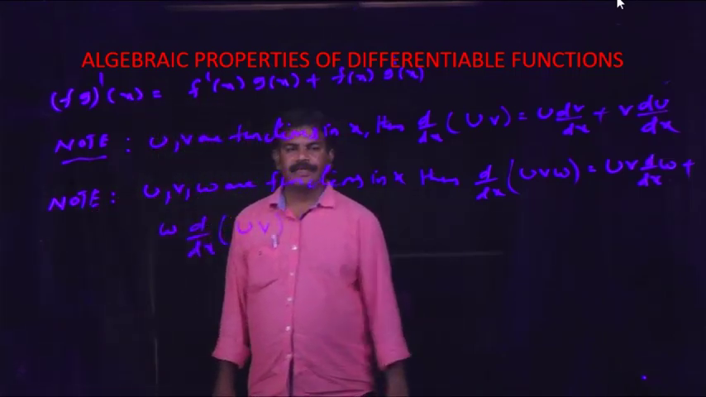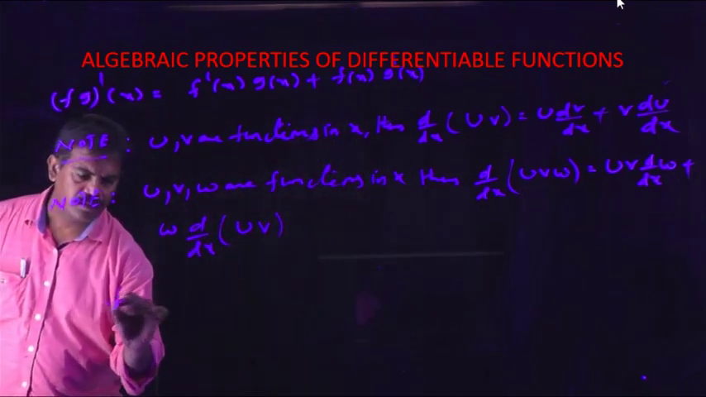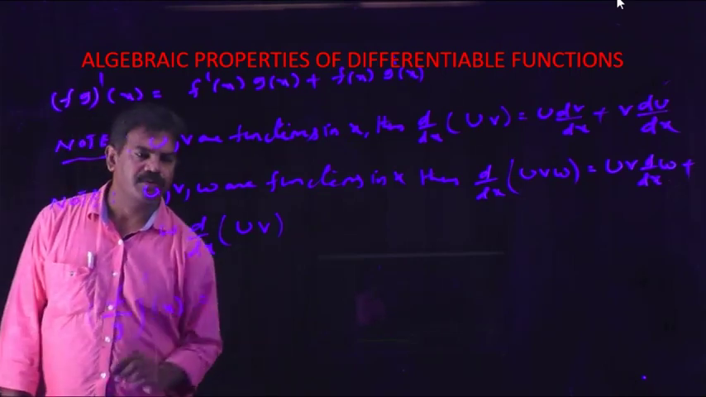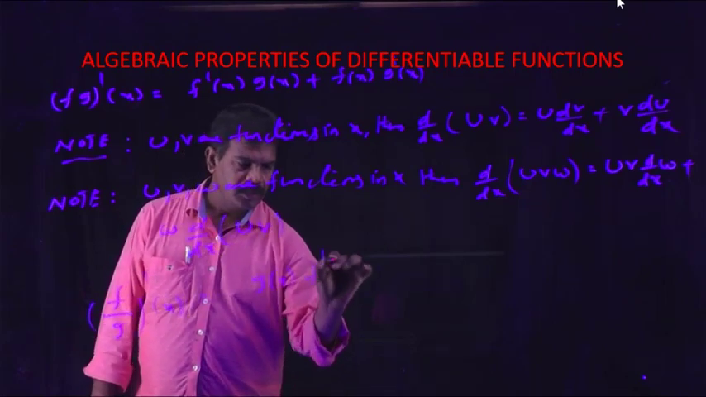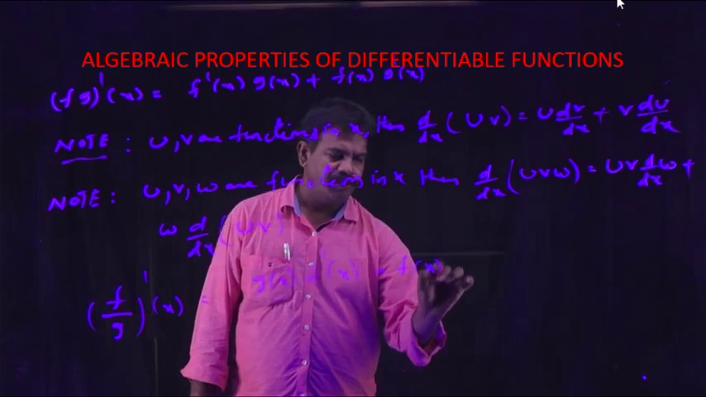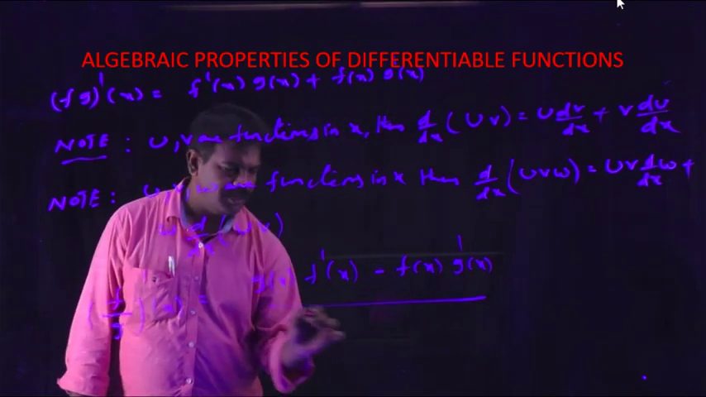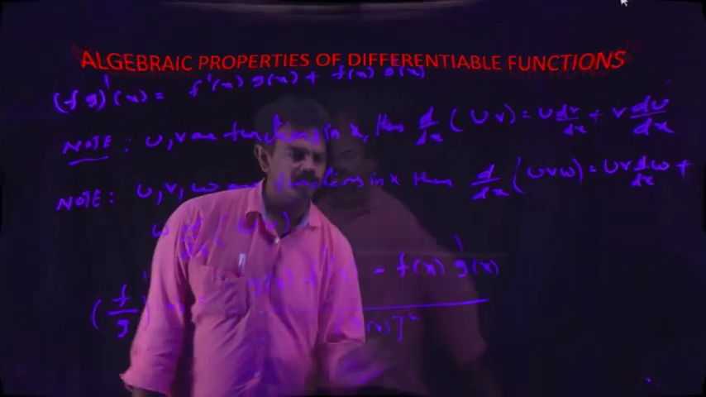Next, another algebraic property is (f/g)'(x) = [g(x)·f'(x) − f(x)·g'(x)] / [g(x)]².